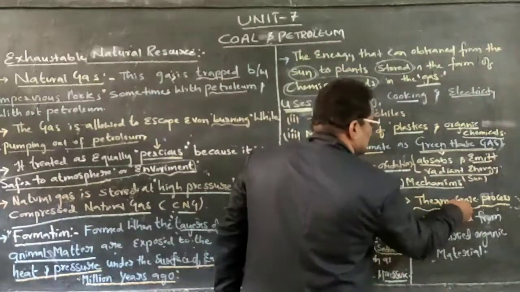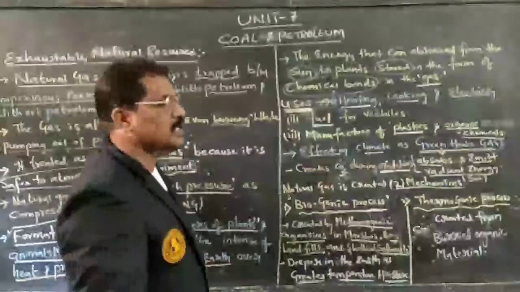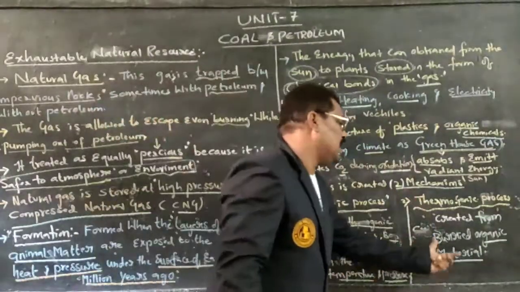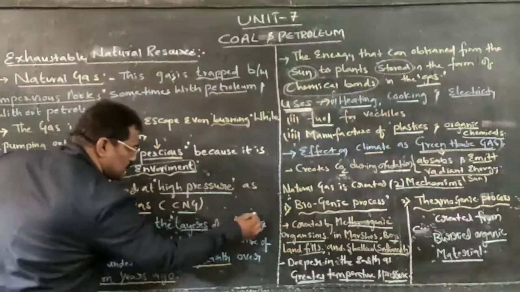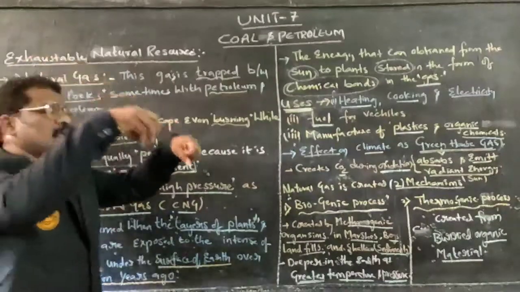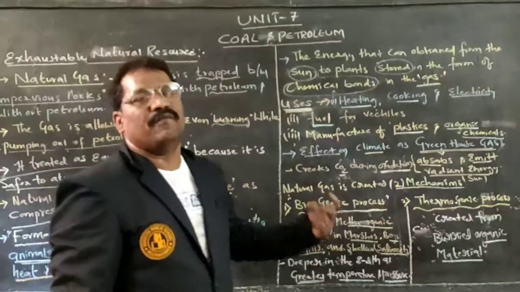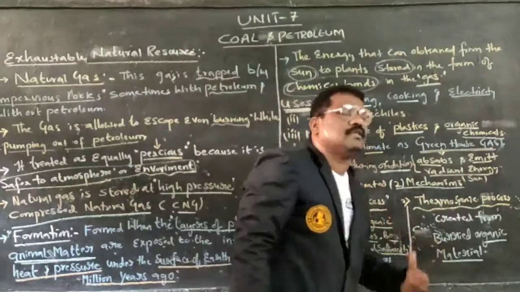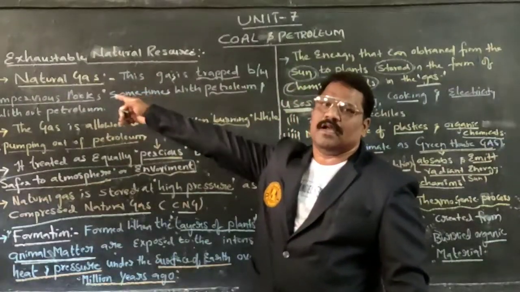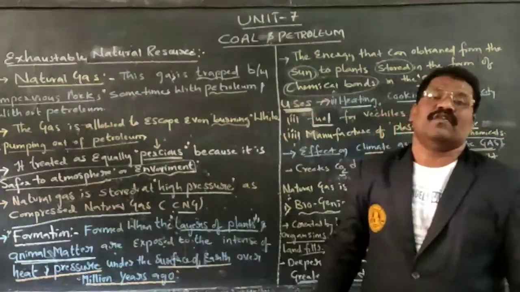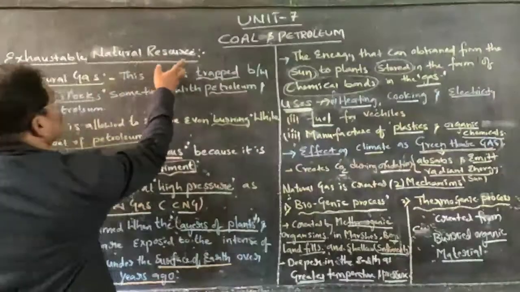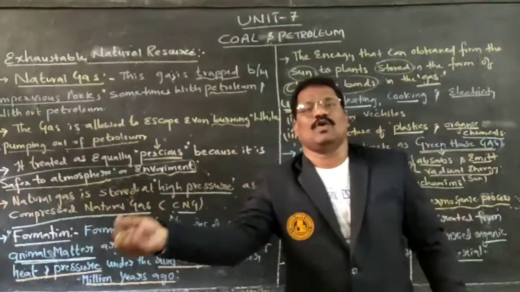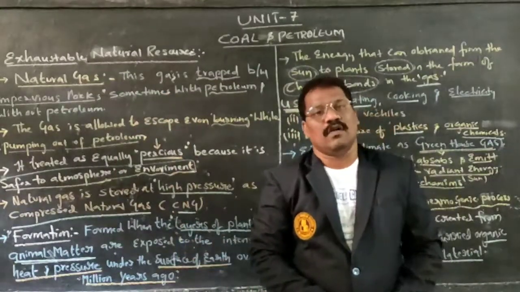Next one is the thermogenic process. What is the thermogenic process? It is created by buried organic material, either layers of plant or animal matter buried for over a million years in the form of fossils. That phenomenon is called the thermogenic process. By using these two processes, this natural gas can be obtained, and it is very valuable for all of us as an exhaustible natural resource, same as coal and petroleum.